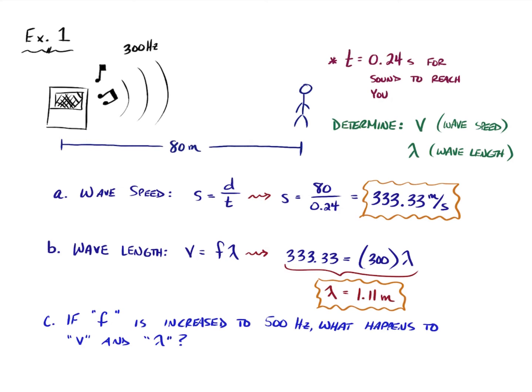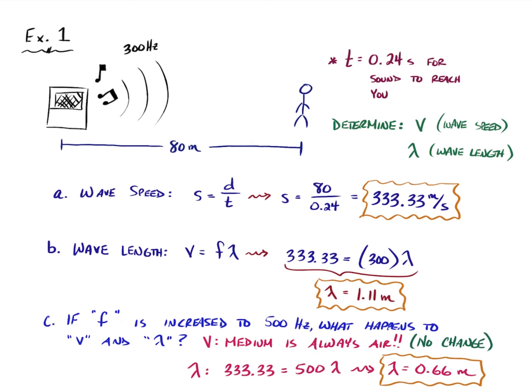So the first thing to notice is when it was 300 hertz, the medium that the sound was traveling through was air. When the frequency is 500 hertz, the medium is air. The medium has not changed, therefore the speed doesn't change. It's still going to be 333.33 meters per second. The only thing that changes the wave speed is the medium. So what will happen then to the wavelength?